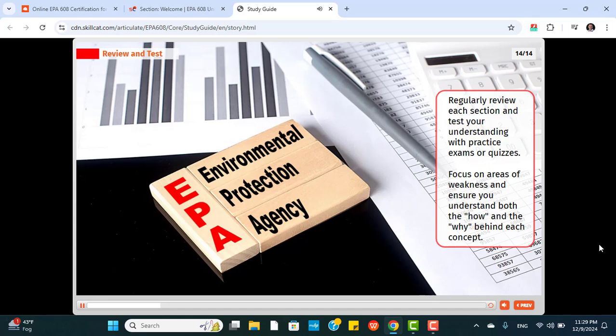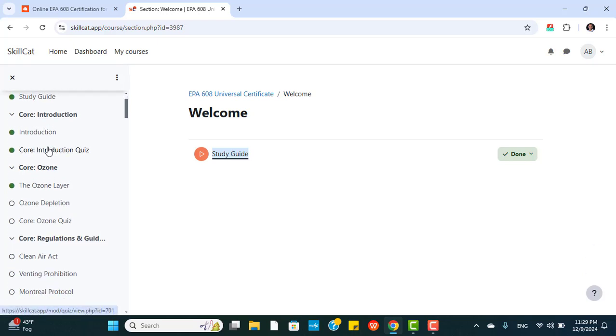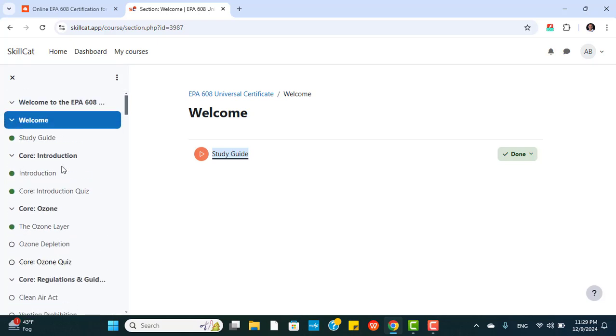Regularly review each section and test your understanding with practice exams or quizzes. Focus on areas of weakness and ensure you understand both the how and the why behind each concept. Okay, this is a study guide. Let's start with the introduction.